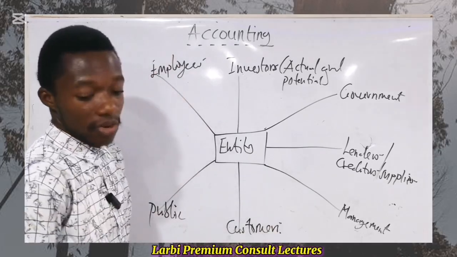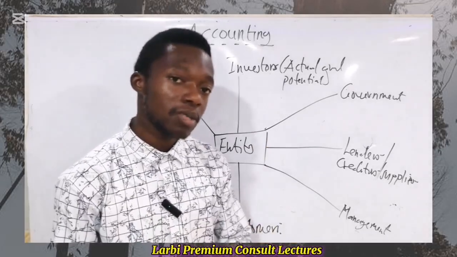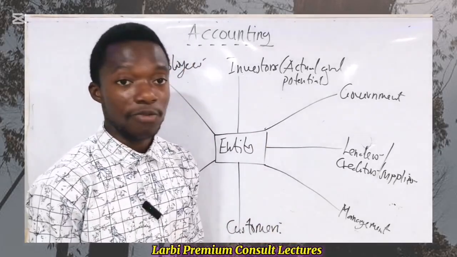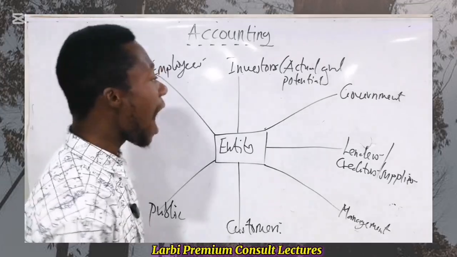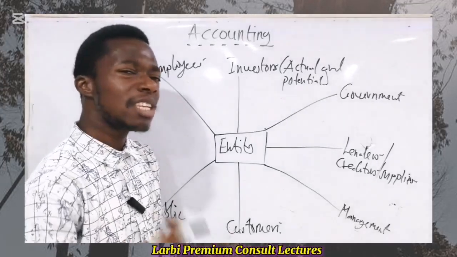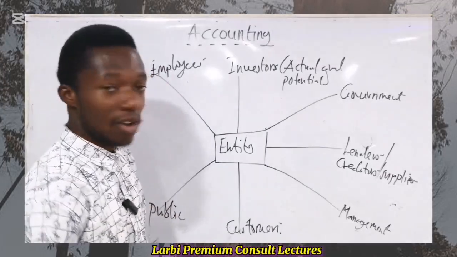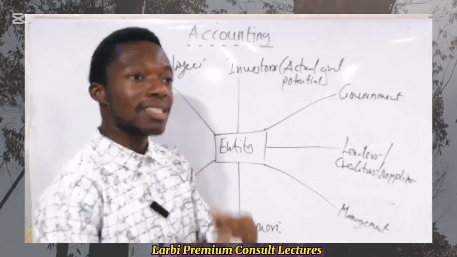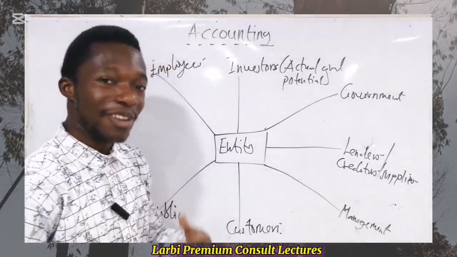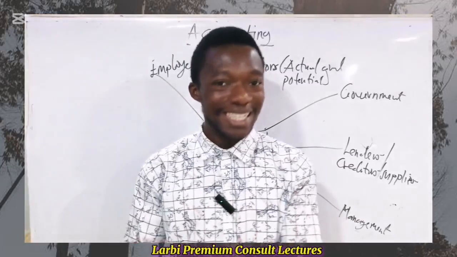So generally, these are the 7 groups of users captured in the conceptual framework, whose needs are what the business presents in the financial statement. We want to know the needs of these individual users, because we have already established that they need the accounting information or the financial statement in order to make sound economic decisions.